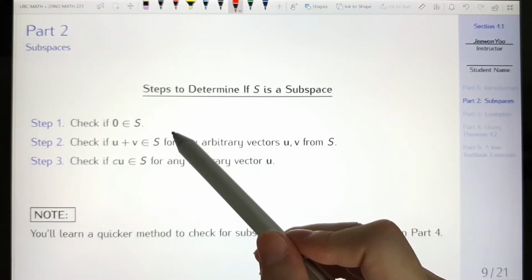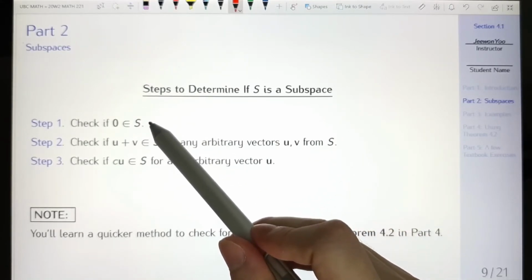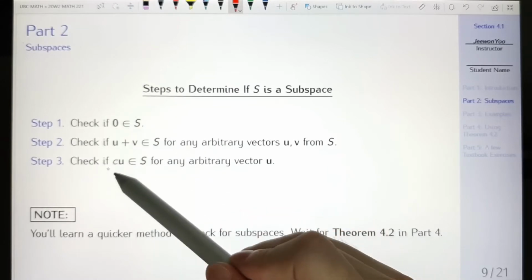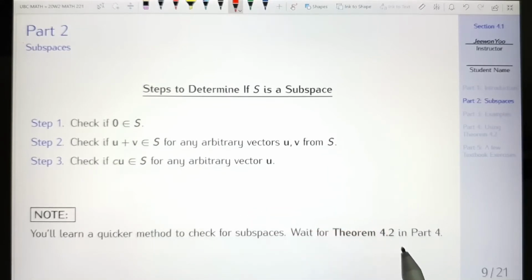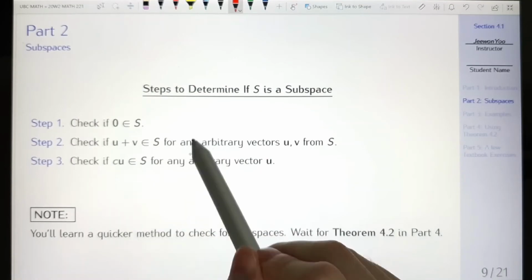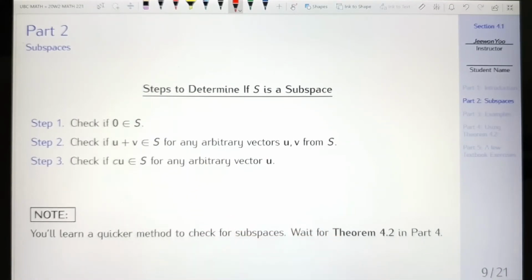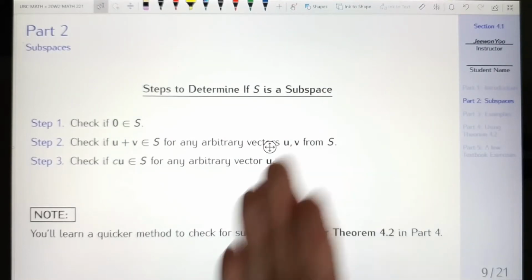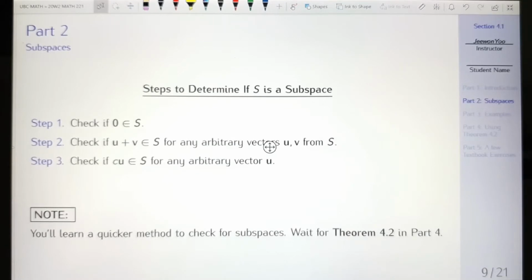Honestly, depends on the question. It might take a longer time to follow these 3 steps than just using theorem 4.2. But we're going to study theorem 4.2 in part 4. Using this theorem saves a lot of time for only some cases, not all the cases. So please practice how to use these steps in part 3 of today's lesson. Part 3 is about examples. Thank you, and see you soon with part 3. We're going to have some fun with examples.